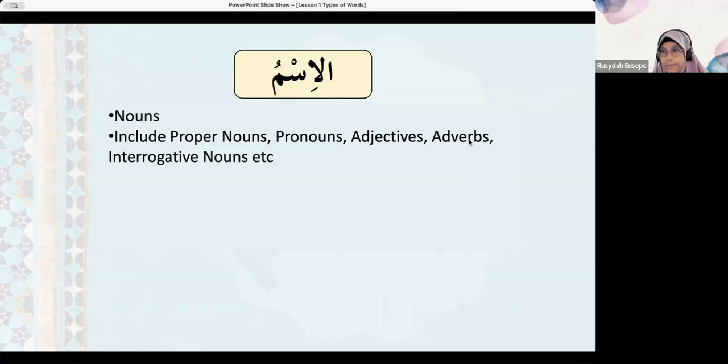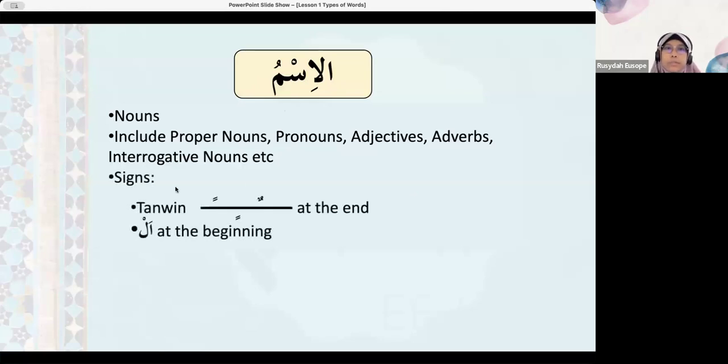And then we have adverbs. So adverbs, examples, they are zaraf basically. Tahta, fawqa, above, below, under. These are all considered as isim also in Arabic. And then interrogative nouns, how, what, also considered as isim in Arabic. These are just examples. Okay, so basically there are three main categories in Arabic, or types of words in Arabic.